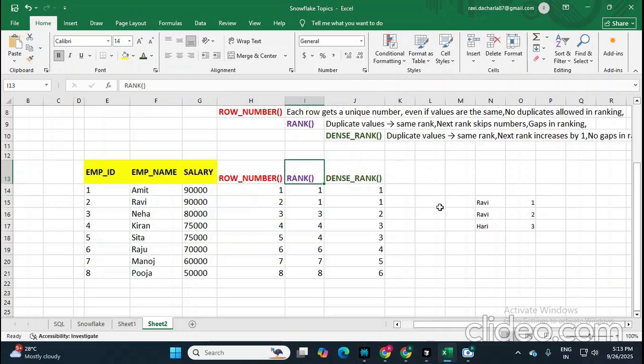In the coming video we will use these window functions, row number, rank, and dense rank, in real-time scenarios where we use these functions in our project. Try to watch the video fully to understand the difference between row number, rank, and dense rank. This is the most commonly asked interview question in any SQL and Snowflake interview.